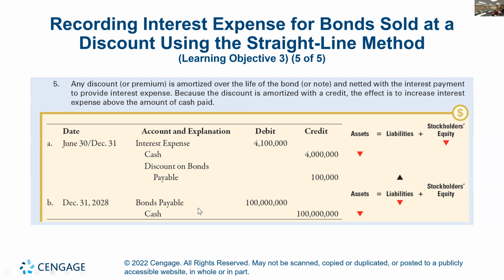So now when this whole thing is done, and we've done this 10 times, this discount on bonds payable now equals 0. And then when we get to the end, we still have the bonds payable of 100 million on the books. So we remove that and we put the cash out of 100 million. So what we're basically doing is taking that $1 million difference between the cash that we received and the cash we have to pay back at the end, and slowly expensing it on the income statement over the life of the bonds.